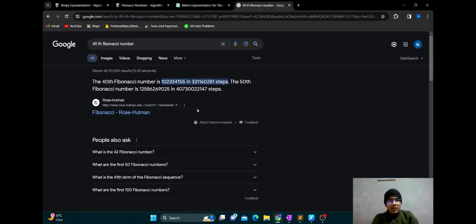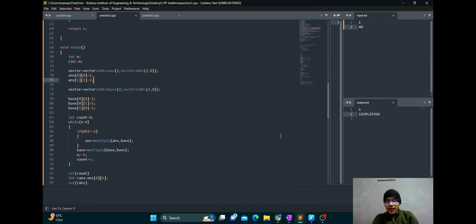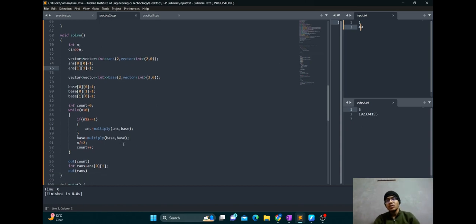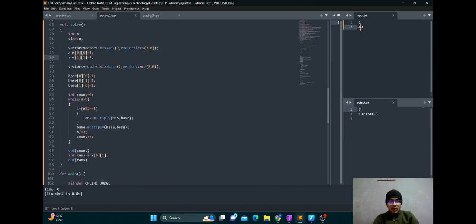The 40th Fibonacci number is 1023341555, and the loop is executed only 6 times, and log 40 is approximately 6, as 2 to the power 5 equals 32 and 2 to the power 6 equals 64. Okay, so this loop is executed only 6 times, as you can see.